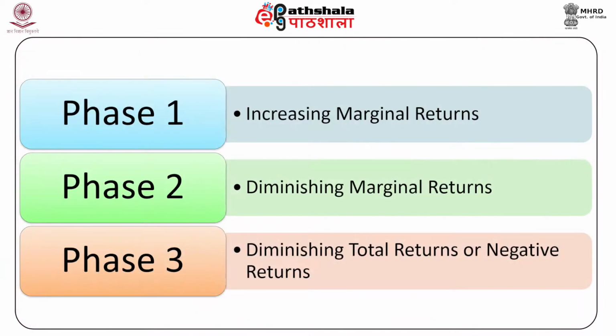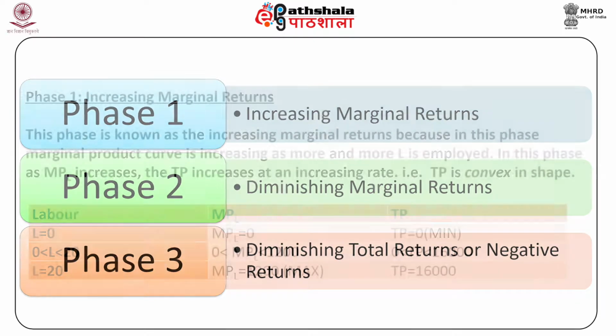The relationship between TP and MP can be classified into the following three phases. First, phase 1, increasing marginal returns. Second, phase 2, diminishing marginal returns. Third, phase 3, diminishing total returns or negative returns. Figure 1, relationship between total product and marginal product of labor.